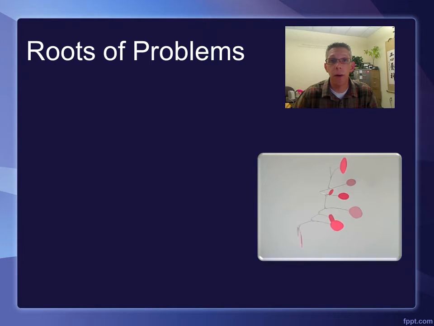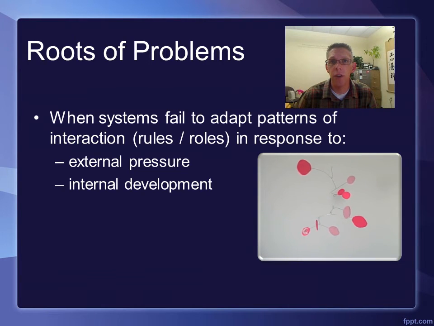Now we're ready to talk about what family systems theory says is at the root of client concerns. And it would be the same for an individual or a whole family. The root of the concerns is the same. And essentially, the theory says that when a family fails to adapt the patterns of interaction, those rules and roles, the way they deal with each other and with the world, in response to either external pressure or internal development, then mental health concerns will arise.